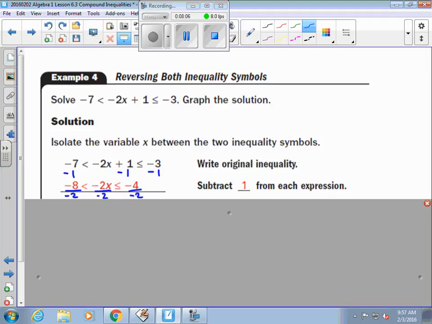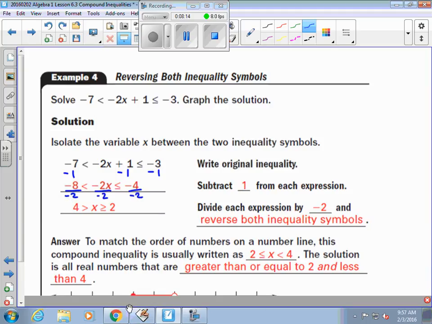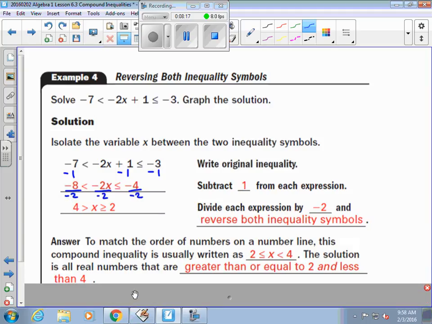Do you reverse the symbol? Yes, we divided by a negative value. Therefore, you reverse both of those symbols. Less than becomes greater than 4. And less than or equal to becomes greater than or equal to positive 2. So divide each expression by negative 2 and reverse both inequality symbols.